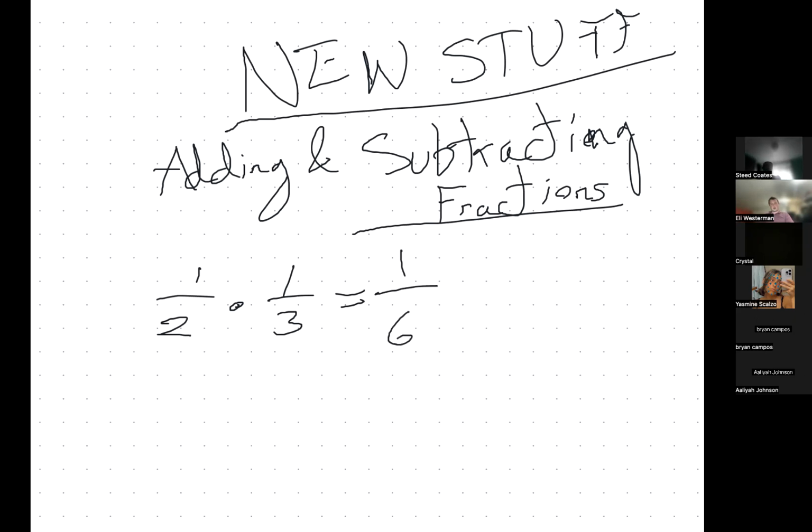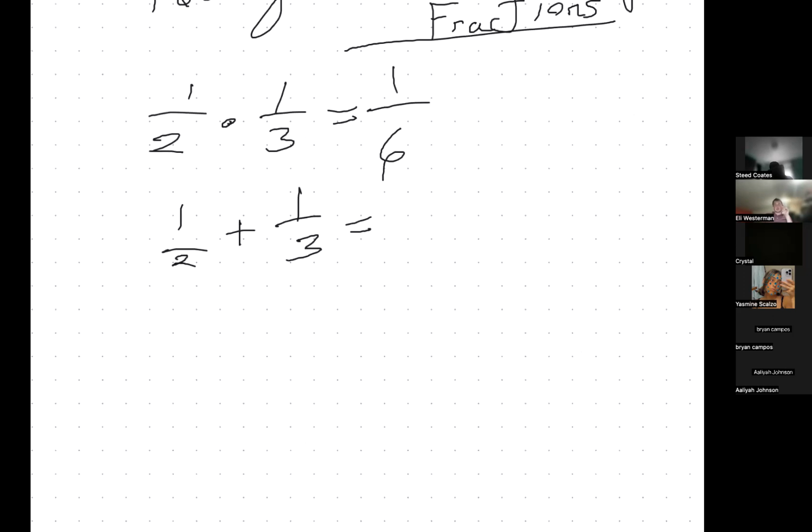Now, what about this one? 1/2 plus 1/3. This one is not as simple because you cannot do it when it looks like this. You'll go to fraction jail if you do this kind of problem. If you say it's 2/5, because you just added the top and bottom, you cannot just add top and bottom when you're doing addition or subtraction.